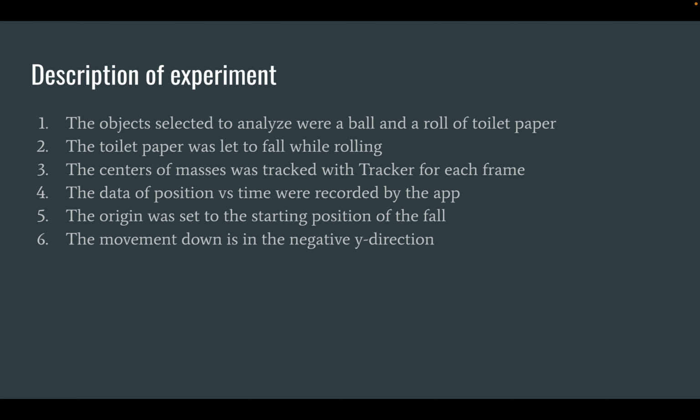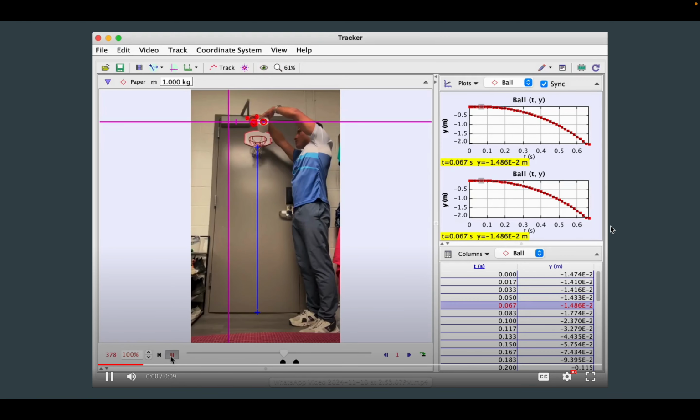So this is the experiment. The objects selected to analyze were a ball and a roll of toilet paper. The toilet paper was let to fall while rolling. The centers of mass were tracked with Tracker for each frame. The data of position versus time were recorded by the app. The origin was set to the starting position of the fall. The movement down is in the negative y direction. This is the experiment.